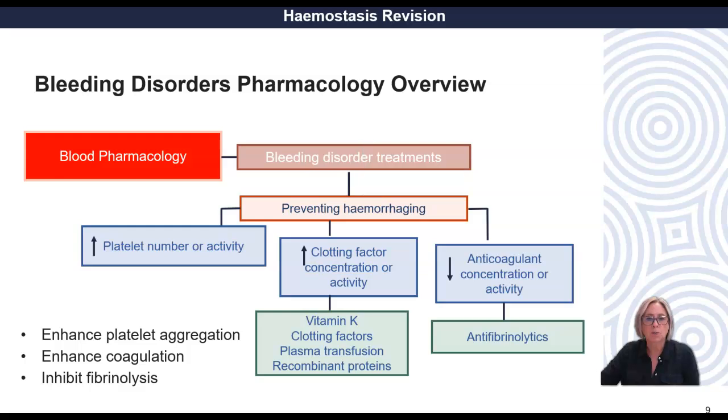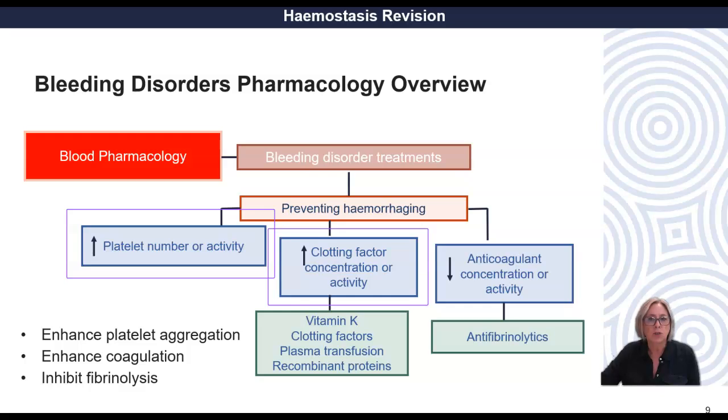So you can also have drugs, depending on what you need to do, that target this part of fibrinolysis as well. So we're going to start with bleeding disorder treatments. Remember, these are the ones that are preventing hemorrhaging. So what can be done to begin with is to increase the platelet number or activity. Now, this is not done that commonly, so we're not going to talk about that at all in this topic. What can also be done, though, is to increase the clotting factor concentration or activity.